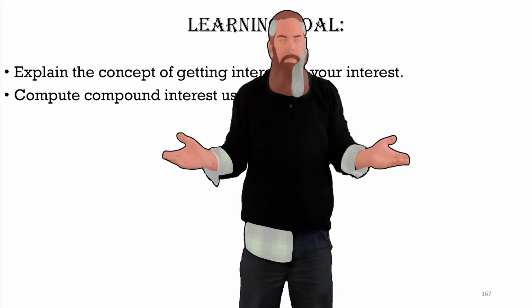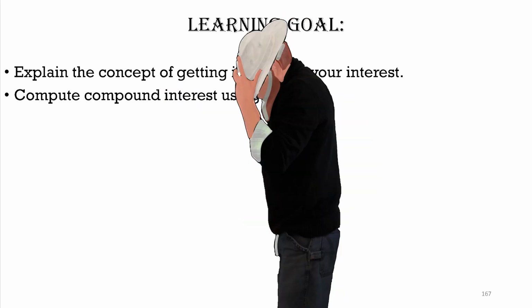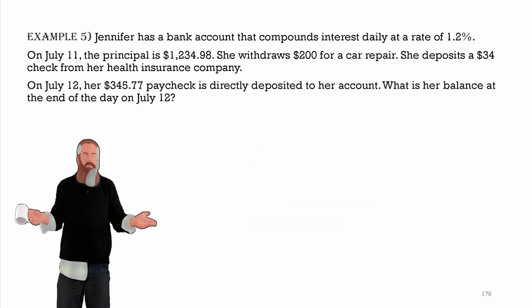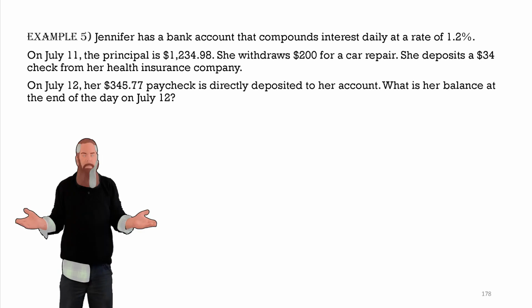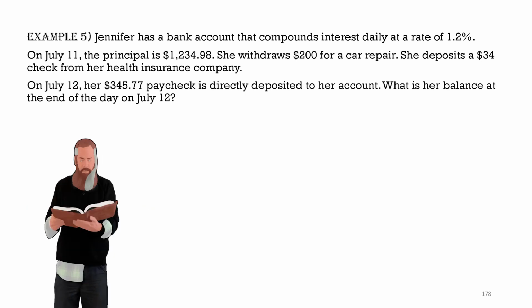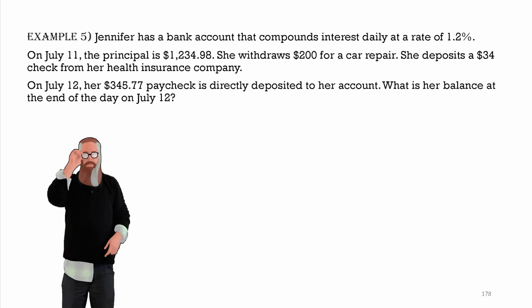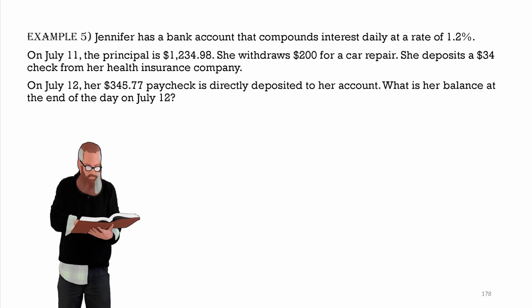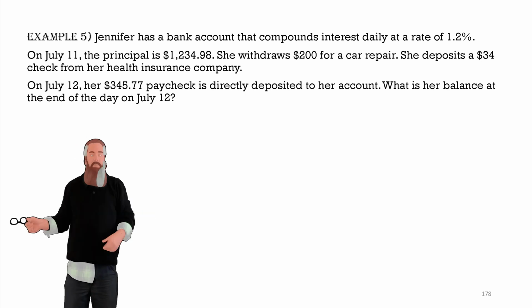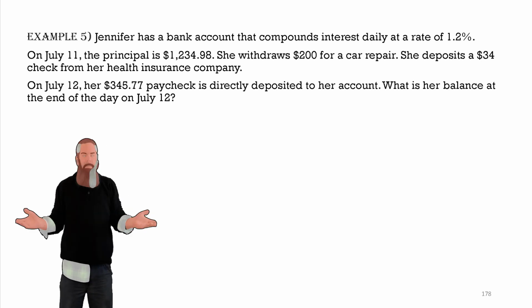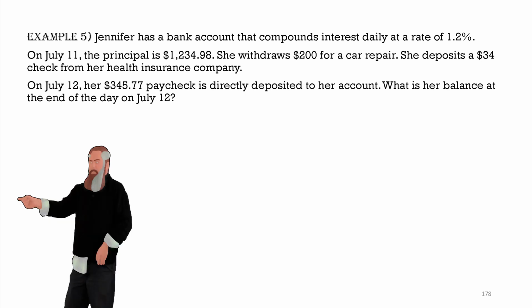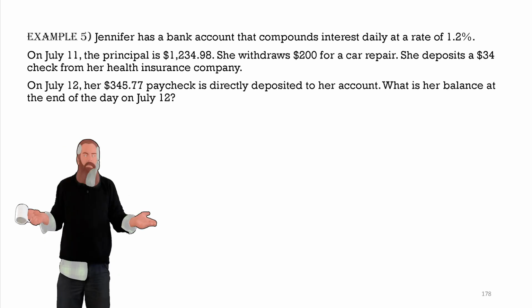Now, let's compute compound interest using a table. Jennifer has a bank account that compounds interest daily at a rate of 1.2%. On July 11th, the principal was $1,234.98. She withdrew $200 for car repair, and she deposited $34 from her check for her health insurance company. On July 12th, she had $345.77 as a paycheck directly deposited into her account. What is her balance at the end of July 12th?